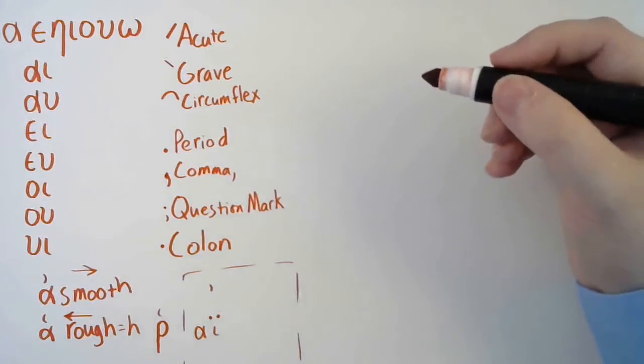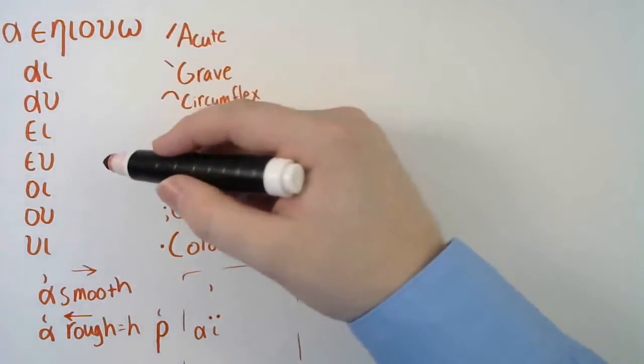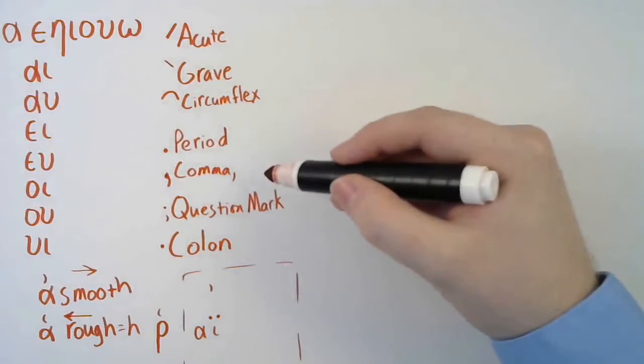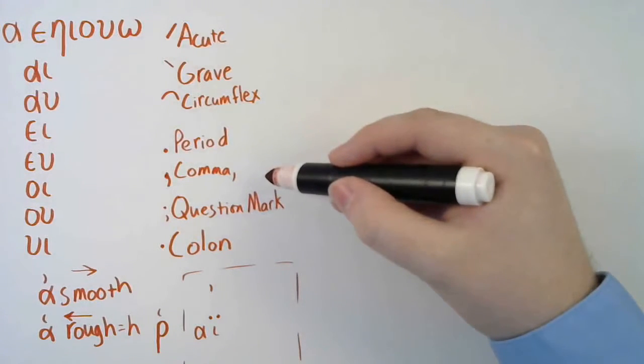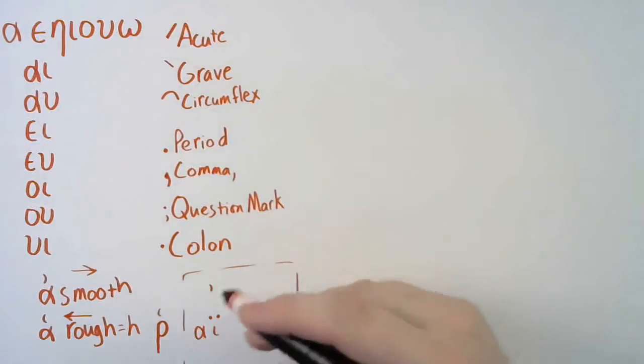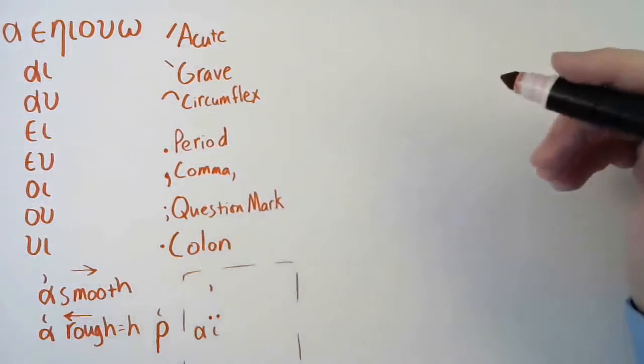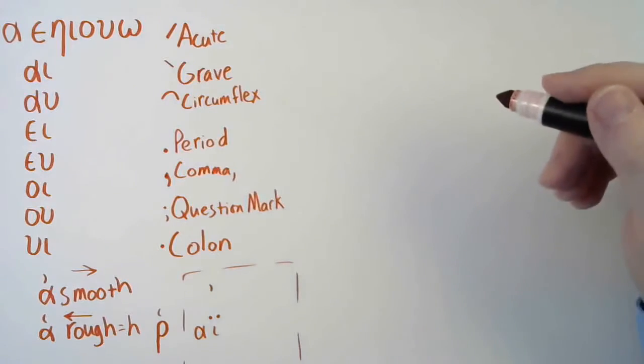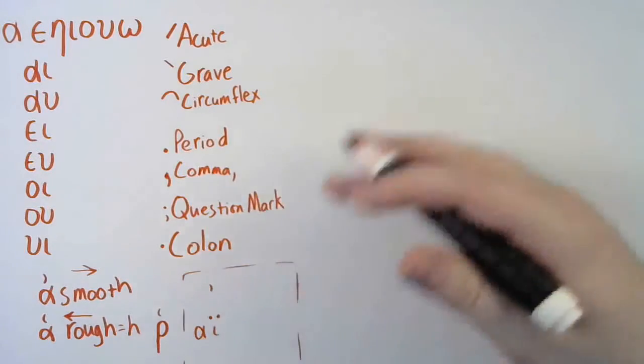Okay, so you have your vowels, your diphthongs, your breathing marks, your accents, and punctuation marks and other diacritical marks. I think diacritical is a fancy word. Whatever it is.